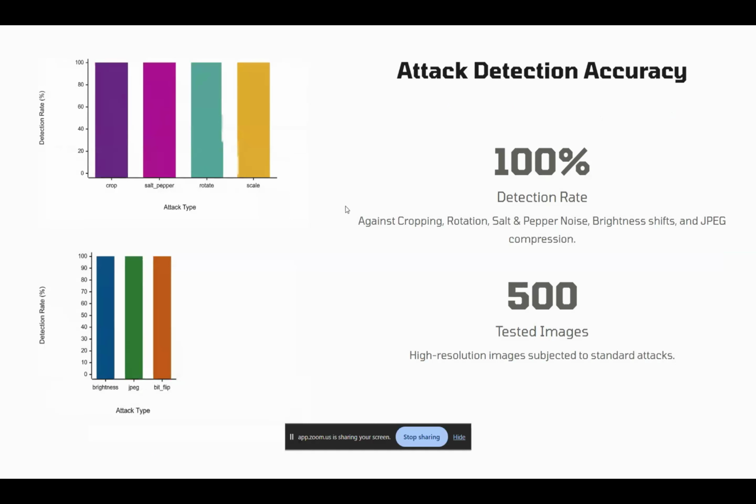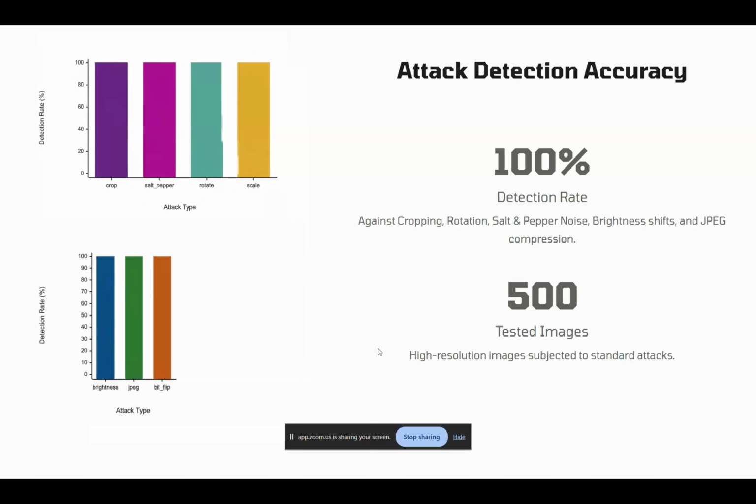So our attack detection accuracy is 100%. We used the USC-SIPI dataset, and we tested on 500 high resolution images, and these are the different attack types that we applied to the images for getting the final results. Actually, in general, 100% accuracy is a little bit suspicious. It is very uncommon to see that, but in cryptographic systems, it is generally assumed that the system is 100% secure from each and every attack. Only then can we say that a particular system is cryptographically secure.